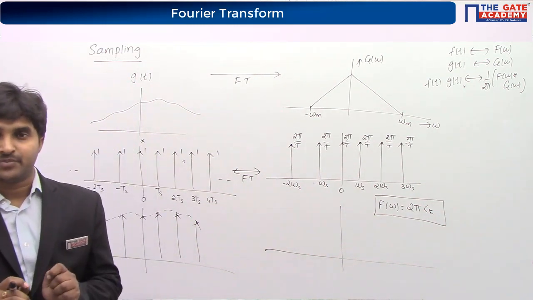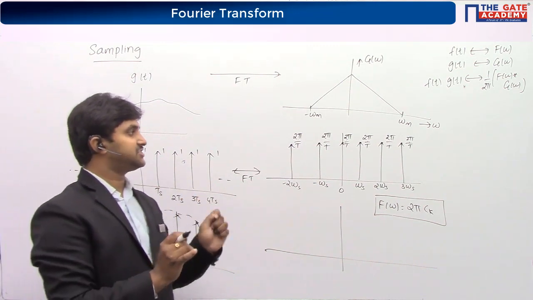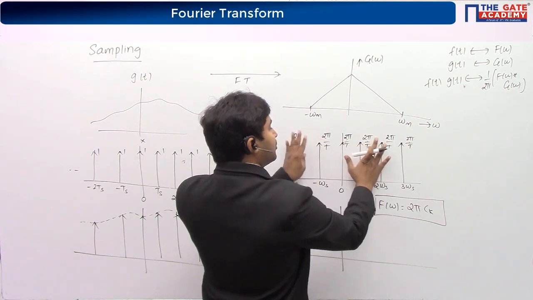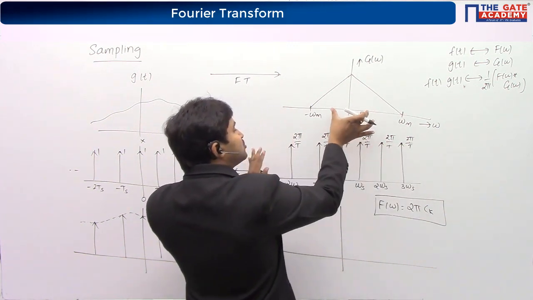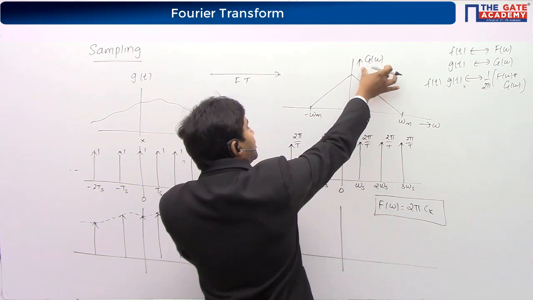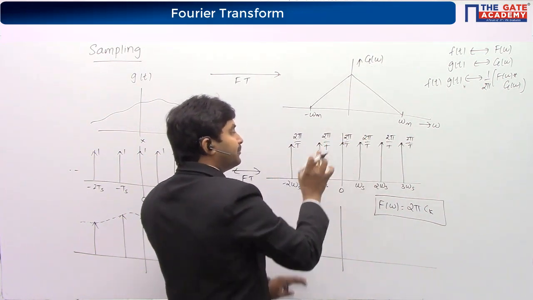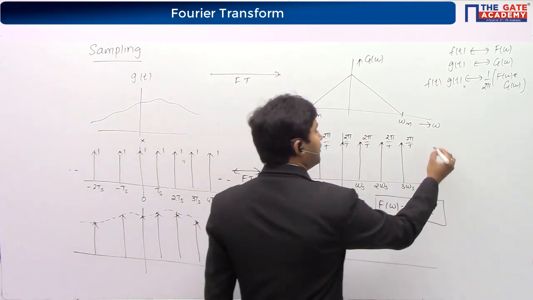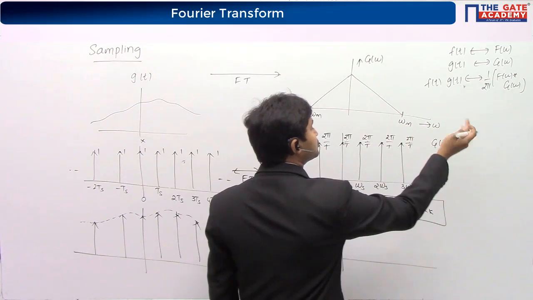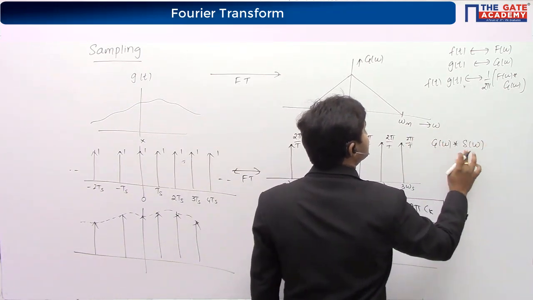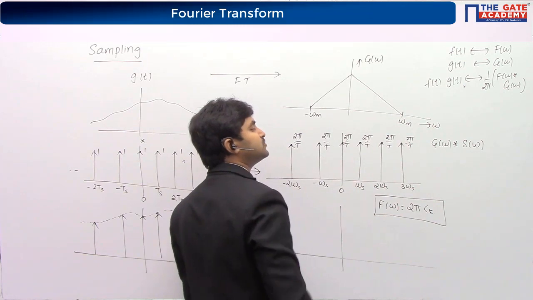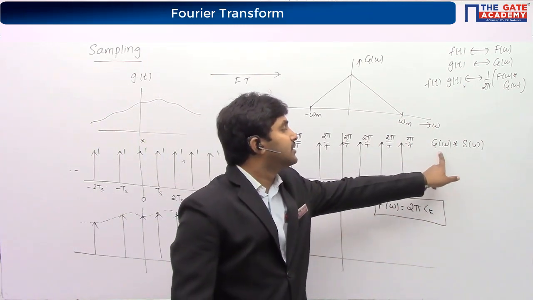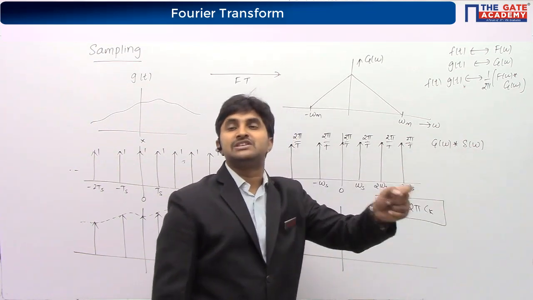Now please tell me one thing. Okay, please focus on the class. Let us forget about all these impulses. Whenever I try to convolve G of omega with an impulse present at omega equal to 0, what am I going to get? Let me consider the area as 1 for now. The convolution of any signal with an impulse will result in the same signal.